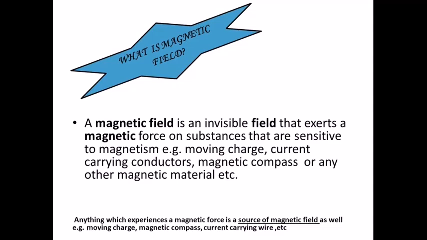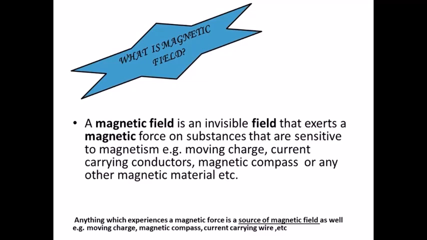Right? So, a magnetic field is an invisible field that exerts a magnetic force on all those substances which are sensitive to the magnetism. And what are the substances which are sensitive to the magnetism? Two we have already identified: a current carrying conductor, and second, a magnetic compass. And there is a moving charge also, which is sensitive to the magnetic force, which is sensitive to the external magnetic field. Or there is some other magnetic material also.